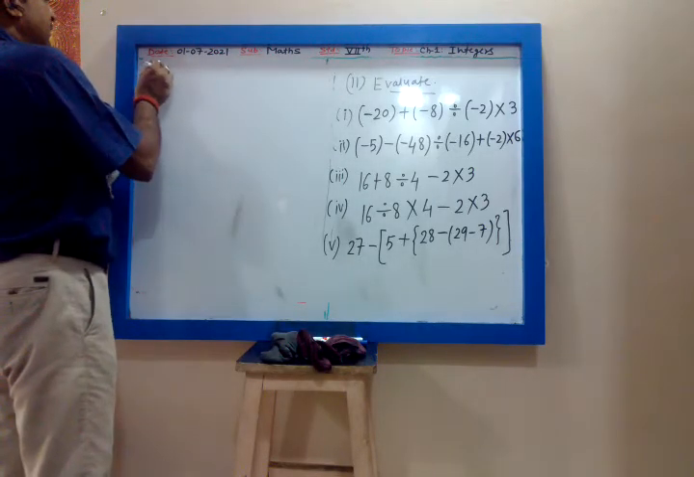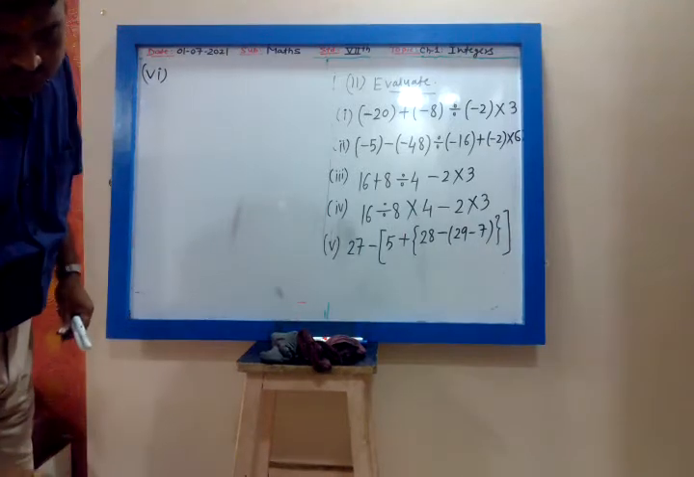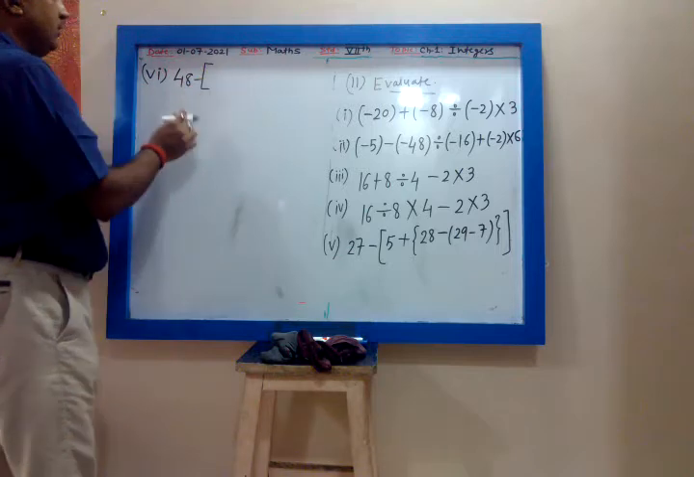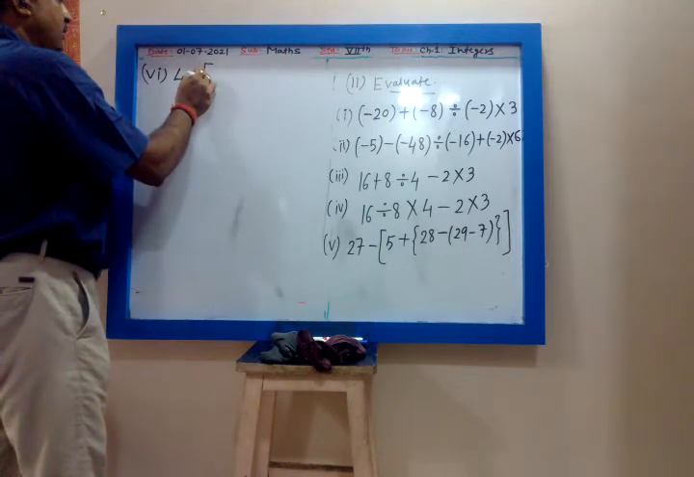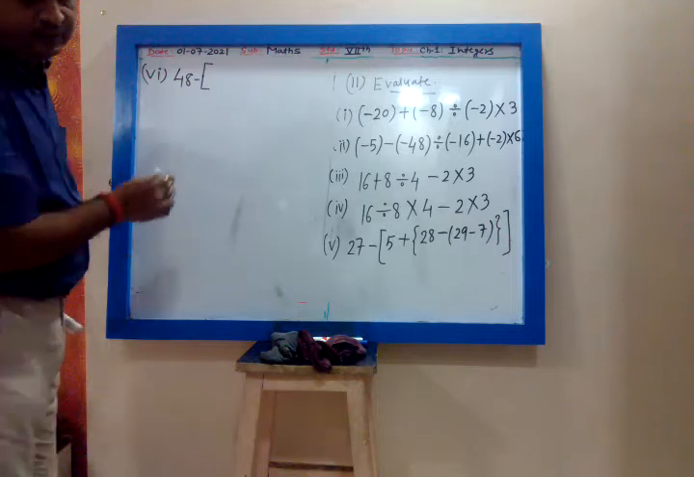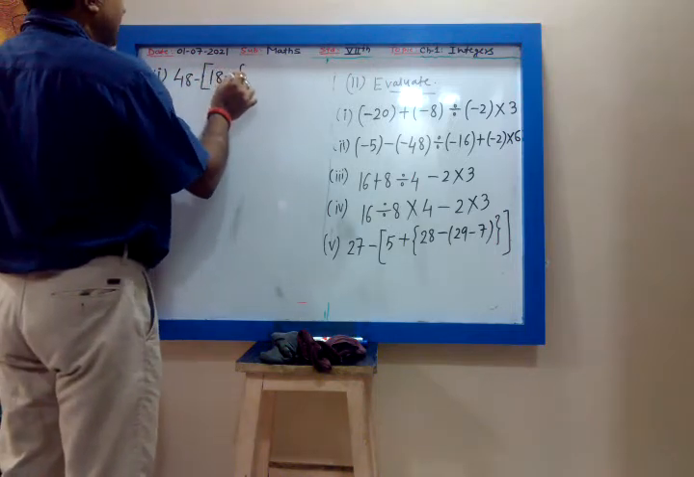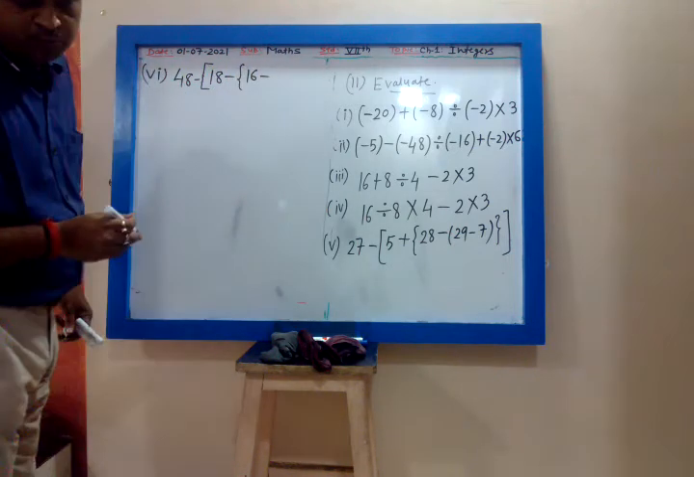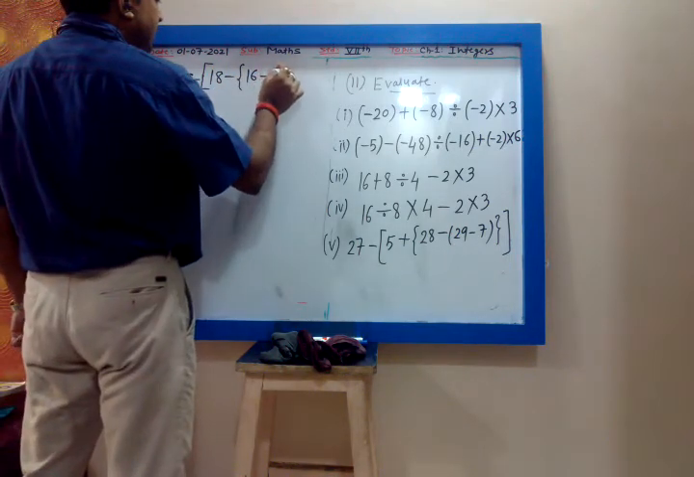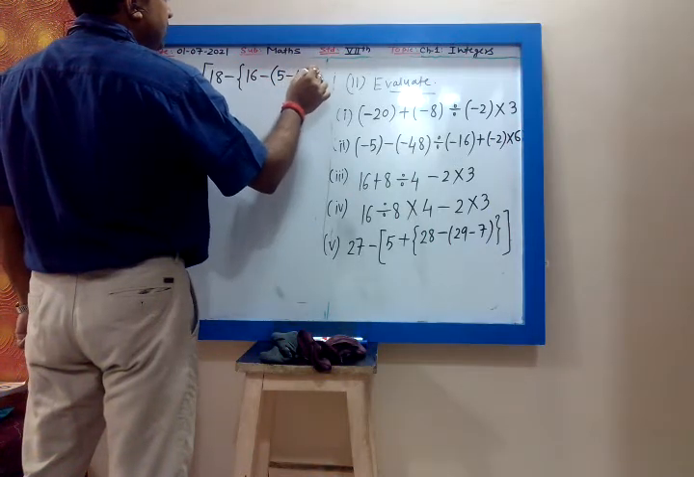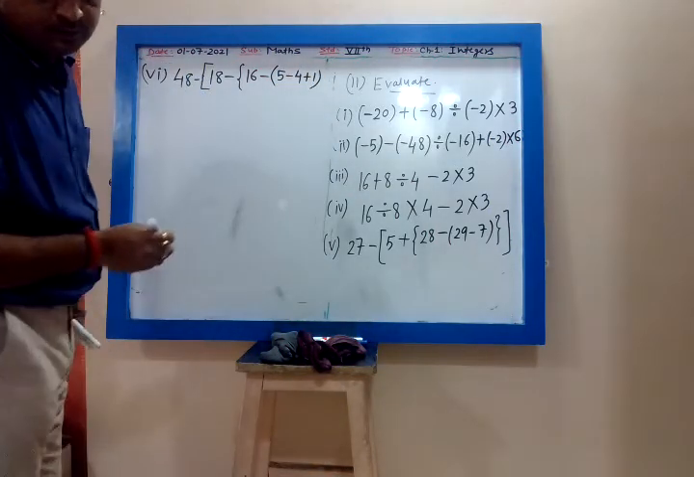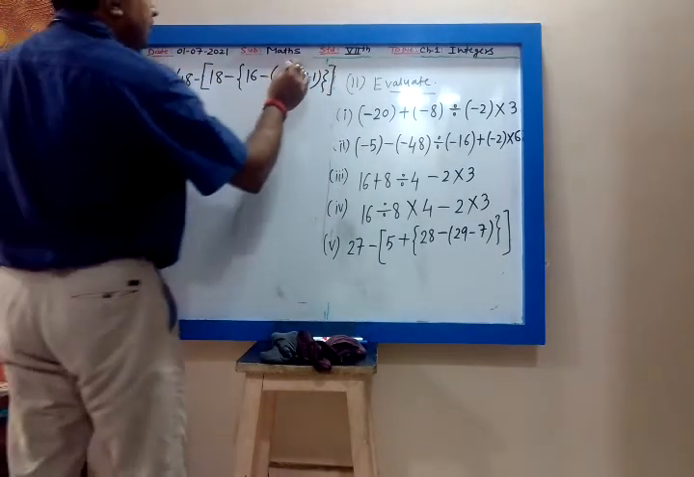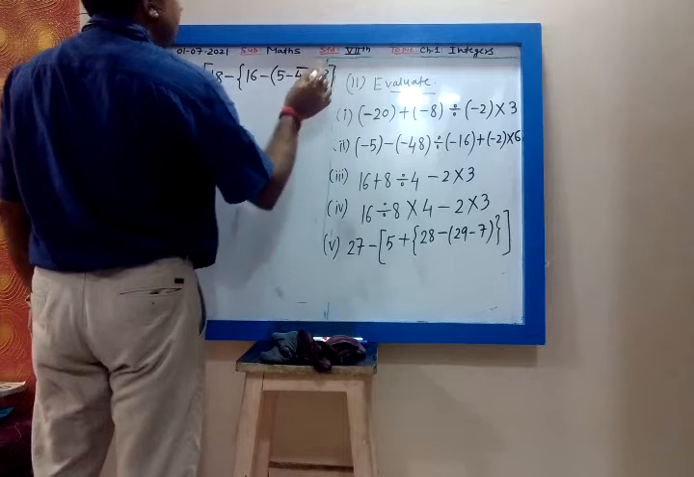Then sixth one, let me first write all the problems, then we'll see which one we have to do. Sixth one: 48 minus [48 minus {18 minus {16 minus (5 minus 4 plus 1)}}], and there is a vinculum over 4 plus 1.